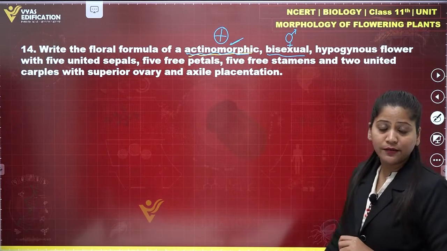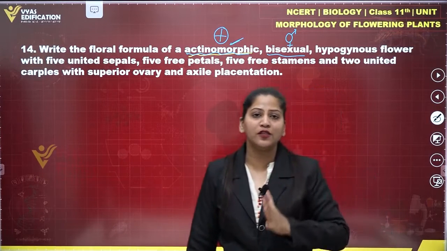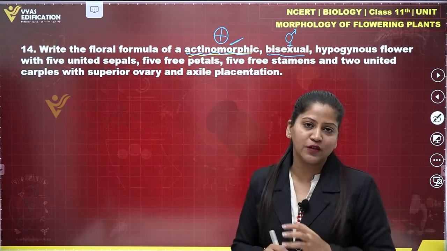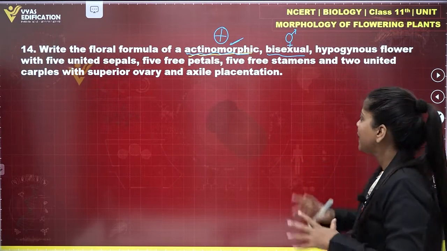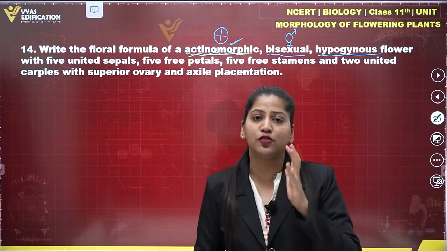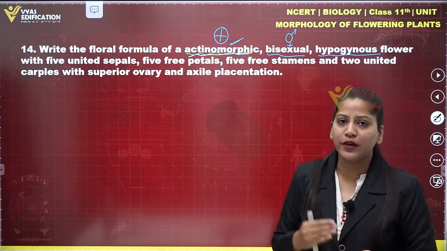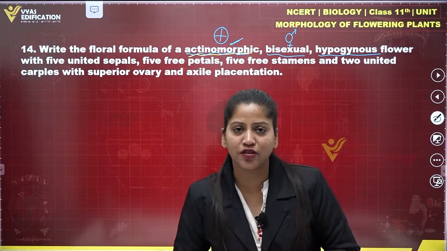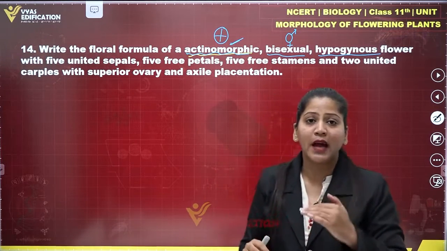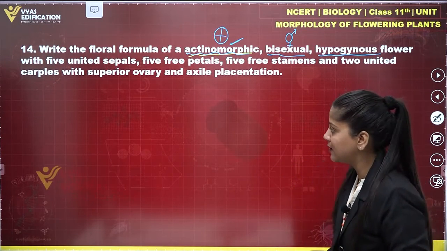Then hypogynous flower. Hypogynous flower means the ovary is superior. The ovary is present at the highest position with respect to other floral appendages or parts of a flower, right? So this is a hypogynous condition of a flower, or the ovary is superior. And in the floral formula, whenever the ovary is superior or in hypogynous condition, we will underline G. That means the ovary is superior or the condition of ovary is hypogynous.